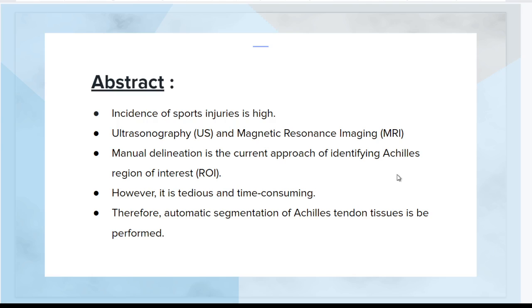Manual delineation is the current approach of identifying Achilles region of interest. However, it is a tedious and time-consuming task. Therefore, the automatic segmentation of Achilles tendon tissues is one of the preliminary steps towards creating a tool for diagnosing, prognosing, or monitoring changes in tendon organization over time.